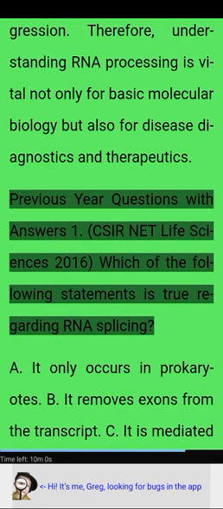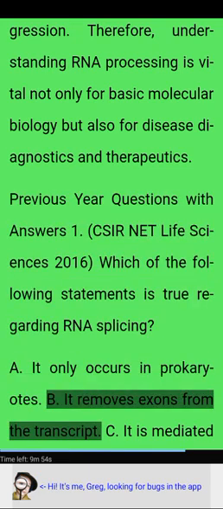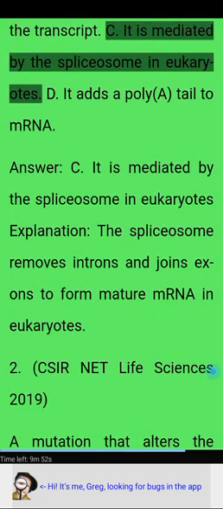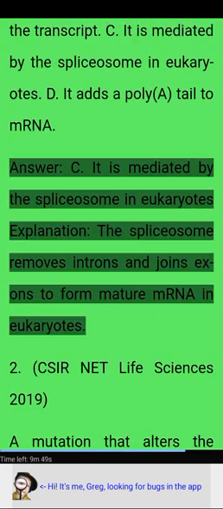Previous year questions with answers. 1. CSIR NET Life Sciences 2016. Which of the following statements is true regarding RNA splicing? A. It only occurs in prokaryotes. B. It removes exons from the transcript. C. It is mediated by the spliceosome in eukaryotes. D. It adds a poly A tail to mRNA. Answer: C. It is mediated by the spliceosome in eukaryotes. Explanation: The spliceosome removes introns and joins exons to form mature mRNA in eukaryotes.